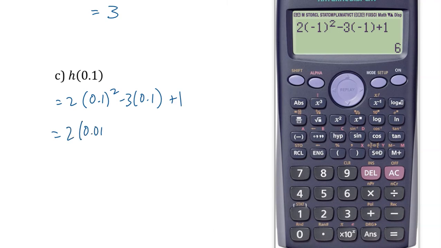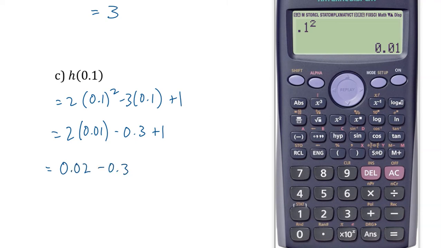The only way we're going to get better at numeracy and understanding numbers and better at mental math is by doing it a little bit at a time. So if you don't know what 0.1 squared is, then do it on your calculator. 0.01. Okay, and 3 times 0.01 is 0.03. Minus 0.3 plus 1. So I get 0.01 minus 0.3 plus 1, which I believe works out to 0.72.